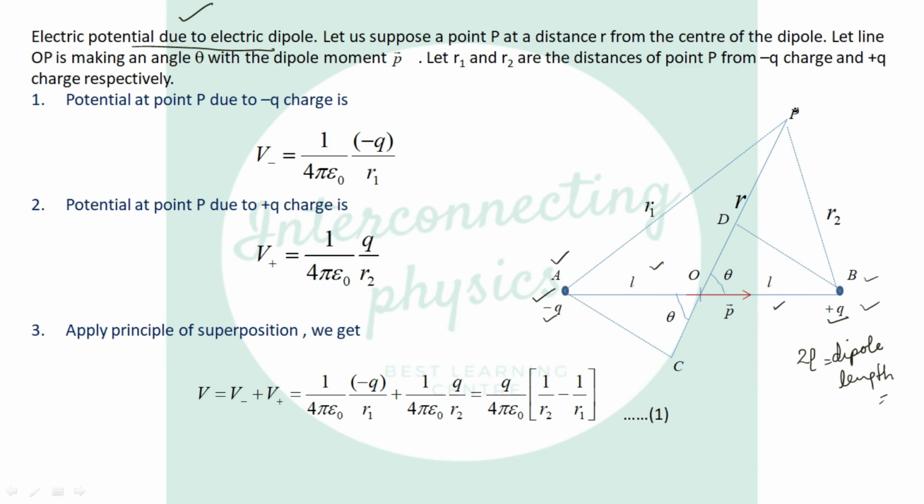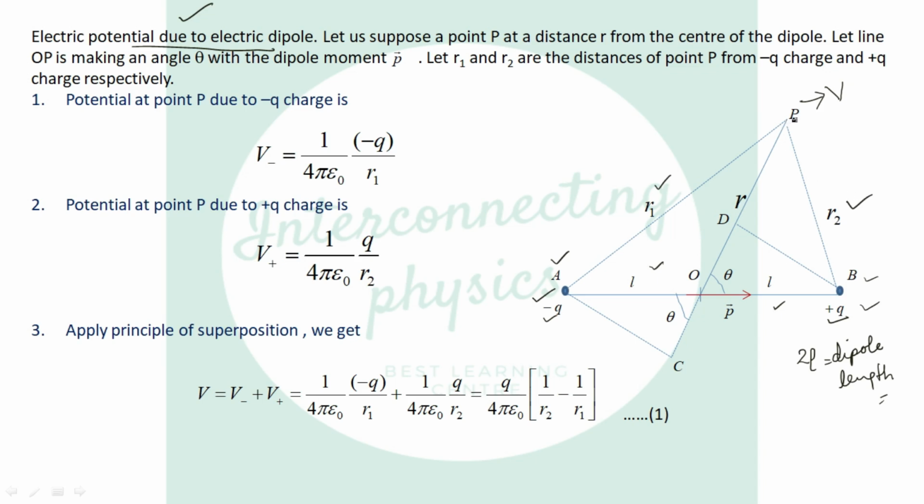Let us consider point P where we wish to calculate the electric potential. Let it be at distance r from the center of the dipole, and this line OP makes an angle theta with the direction of the dipole moment. What is the direction of the dipole moment? From minus q to plus q. Join AP, distance AP is r1, let us assume. Join BP and the distance BP is r2.